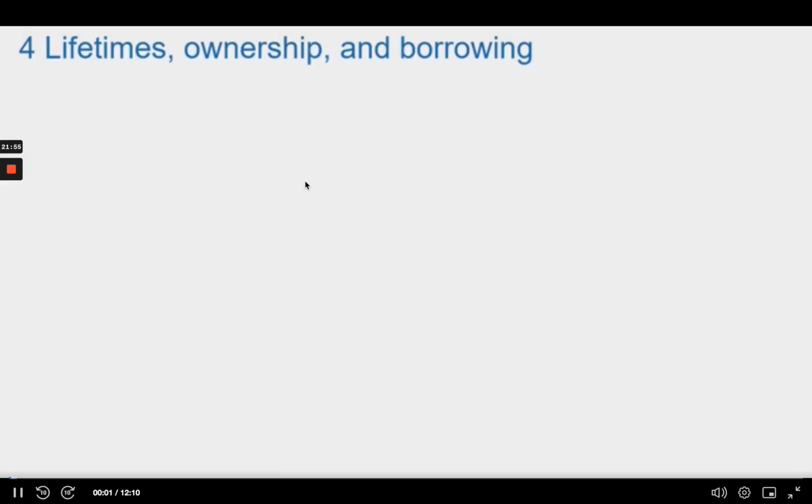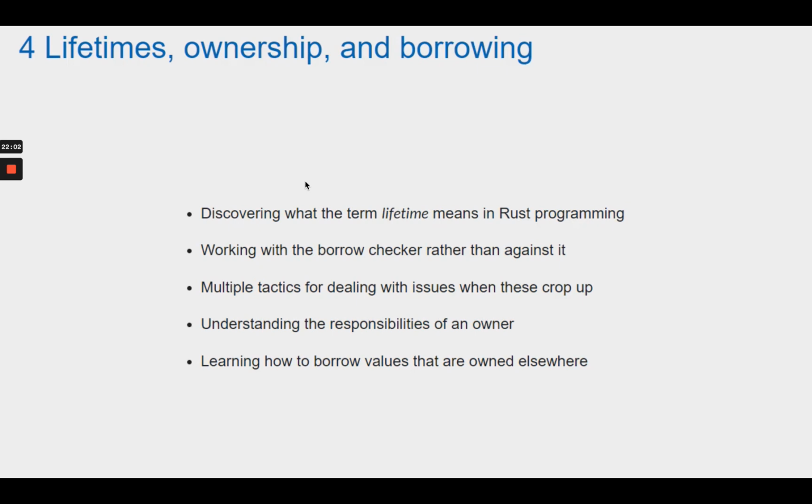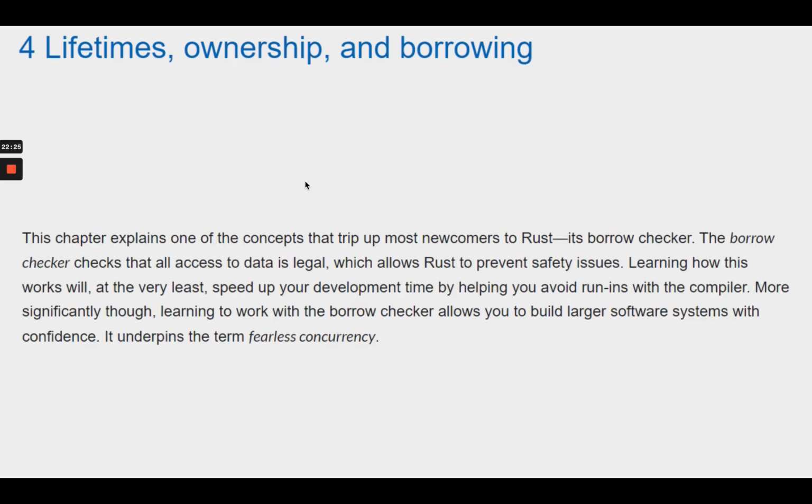Chapter 4. Lifetimes, Ownership, and Borrowing. This chapter covers discovering what the term lifetime means in Rust programming, working with the borrow checker rather than against it, multiple tactics for dealing with issues when these crop up, understanding the responsibilities of an owner, and learning how to borrow values that are owned elsewhere.